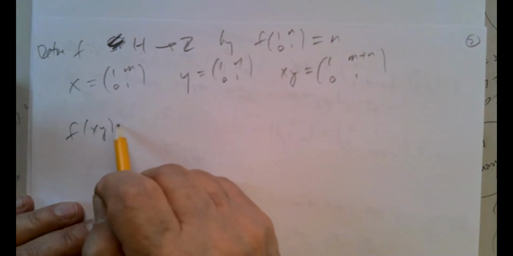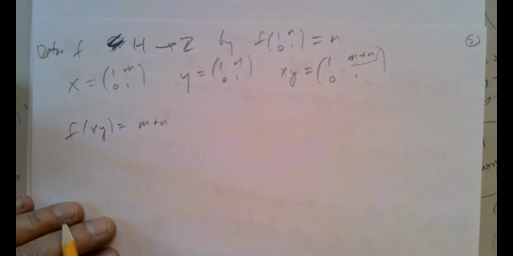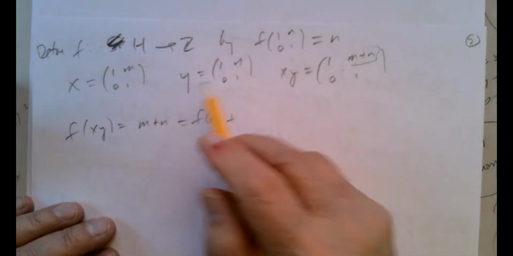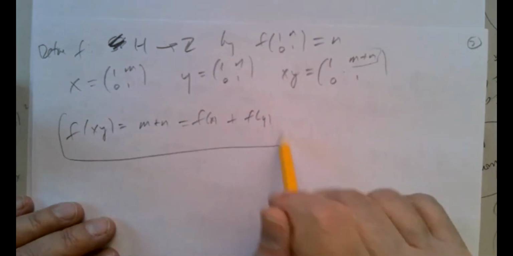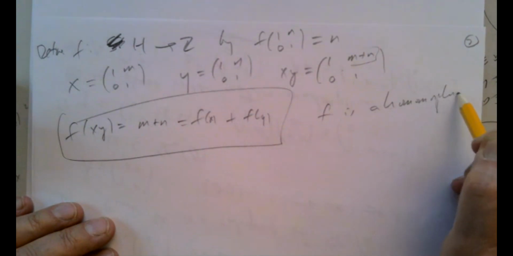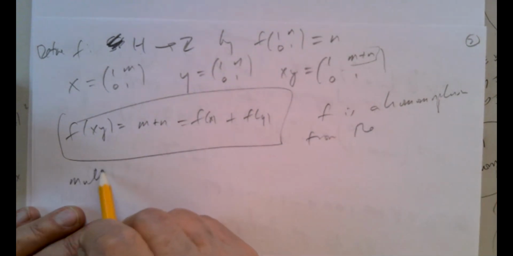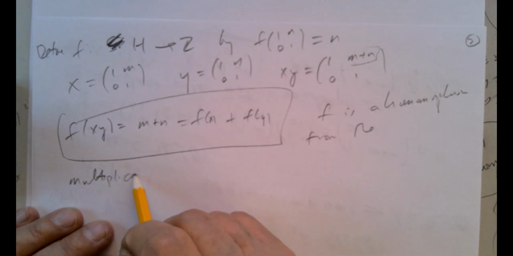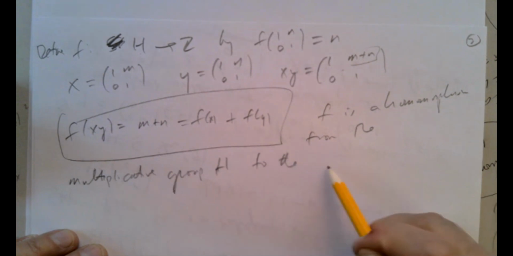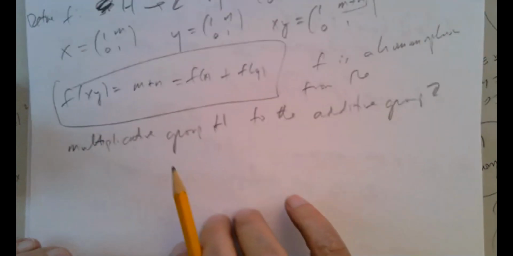So f of xy, that's this number, m plus n. But m is equal to f of x, and n is equal to f of y. So f is a homomorphism from the multiplicative group H to the additive group Z.